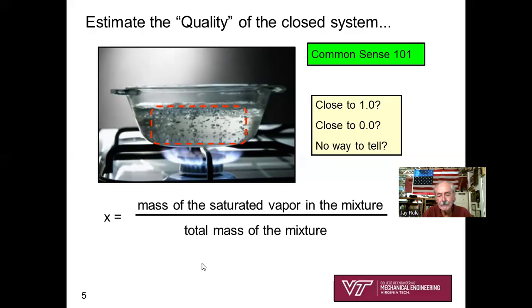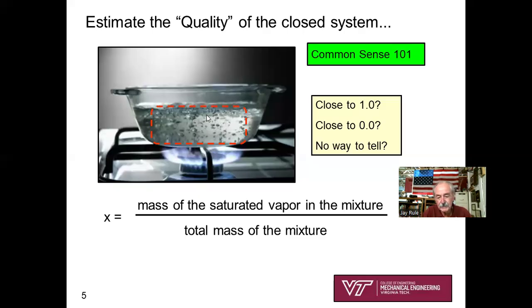Would you say that the quality X is close to 1.0, or close to 0.0, or absolutely no way to tell at all? So remember, what's the definition of quality? The mass of the saturated vapor in the mixture divided by the total mass of the mixture. I hope you can imagine taking this off the stove and putting it on a scale. You could measure the mass of that mixture. It'd be easy to do. So you can get the denominator.